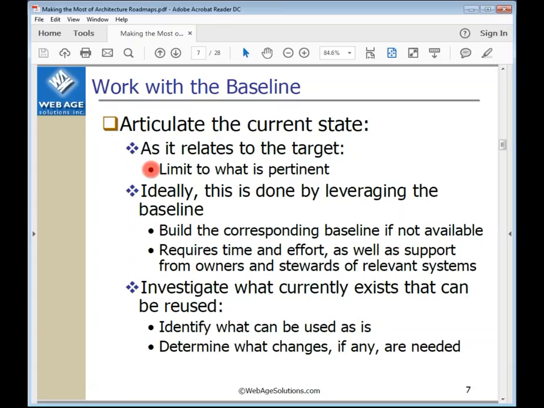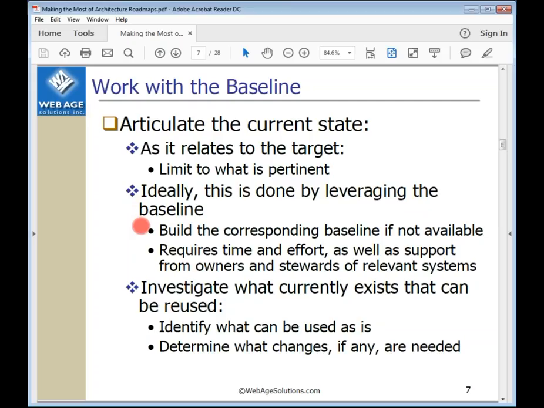So we're going to limit what is pertinent. One of the anti-patterns working with roadmaps is overdoing the current state, thinking it has to be exhaustive. And no matter what architecture you're doing, you're always going to be thinking that the baseline or the current state for the roadmap, building it off of the baseline, is going to be a subset of everything that you have and everything that's going on. It's what relates to where you're going to go.